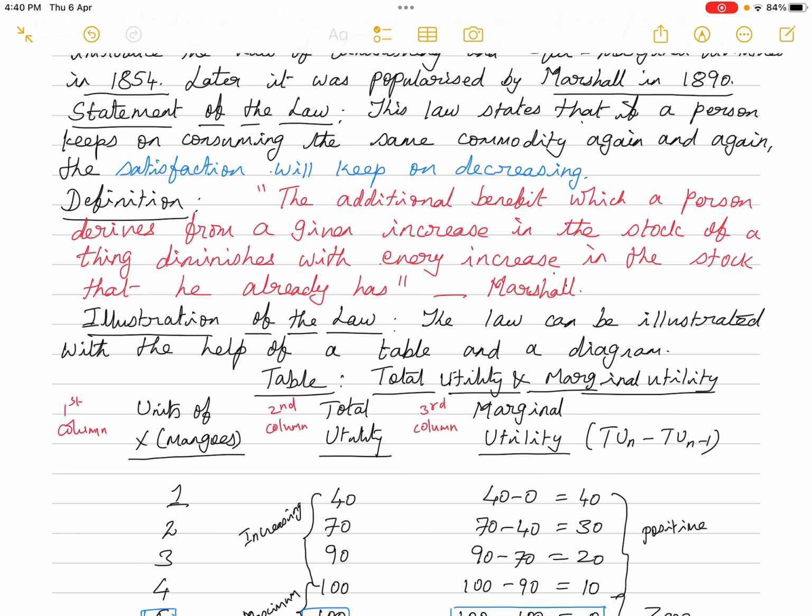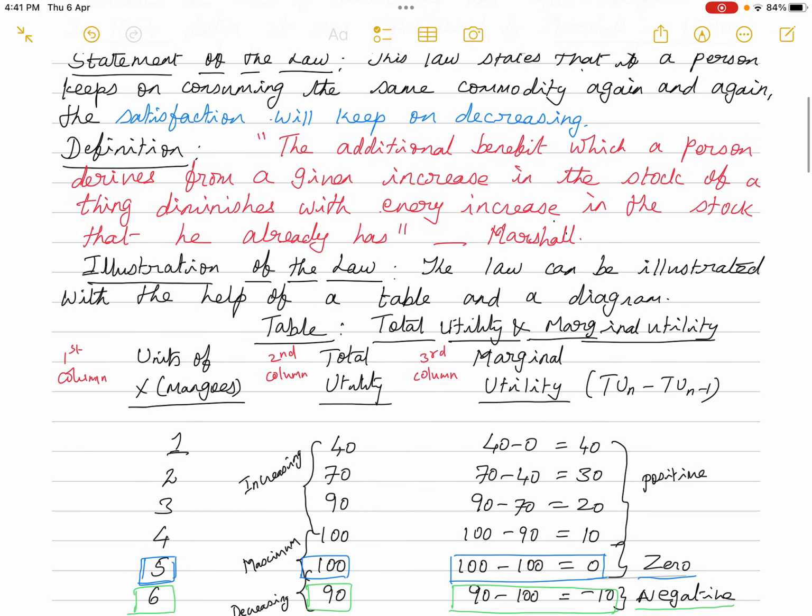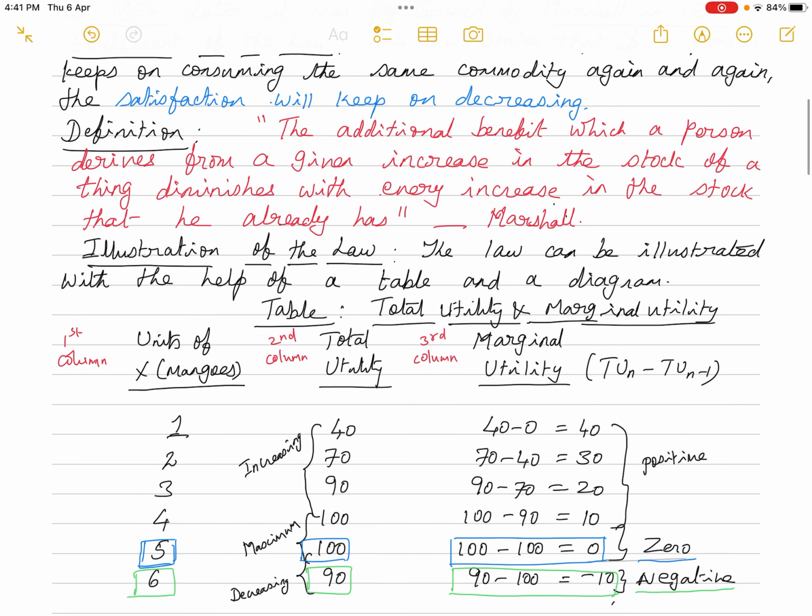Okay, now the next thing is you have to explain it with the illustration of the law. So that's what we are mentioning. The law can be illustrated with the help of a table and a diagram. So in the table we are representing the total utility and the marginal utility. So the first column, units of X. So hypothetical example, I have taken mangoes. Okay, commodity X happens to be mangoes. It's your wish. You can take any example or you can just mention it as X.